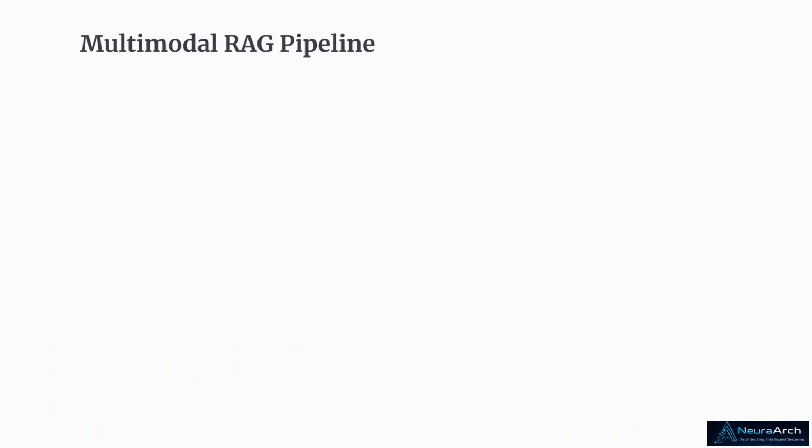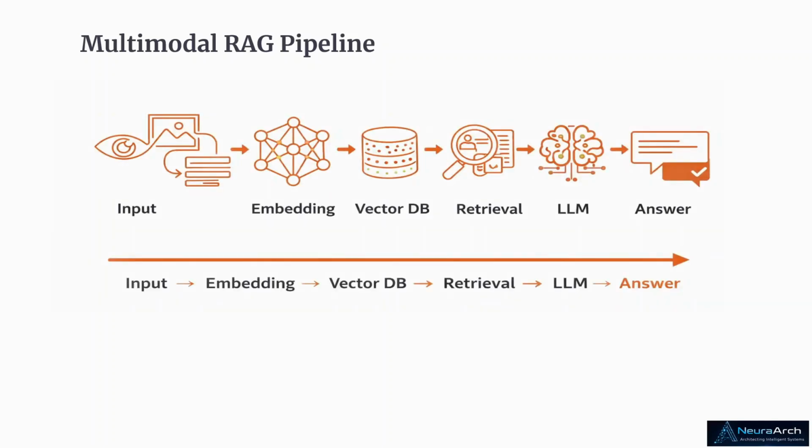So let's go through the RAG pipeline for multimodal. It is quite similar to what we are used to in the traditional RAG: the input, embedding, the vector database, the retrieval, LLM, and generated answer. The only difference is the type of input. In traditional RAG, it was just text, but here you can pass different types of media: charts, dashboards, images, audio, and whatnot.